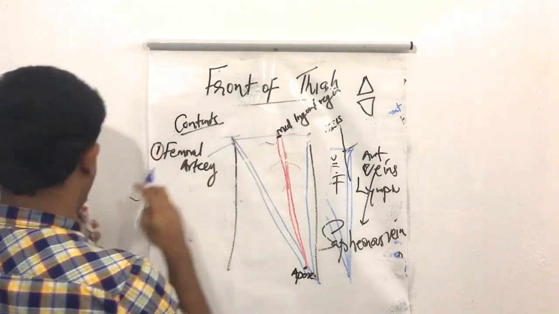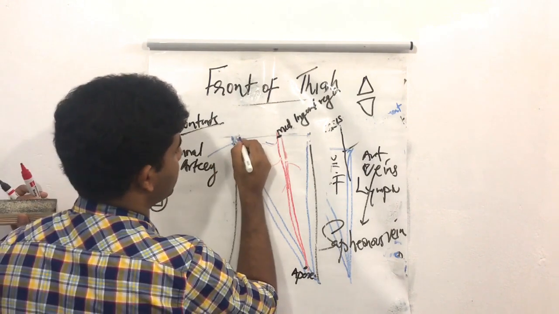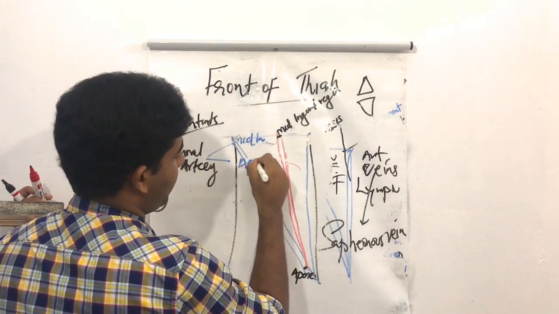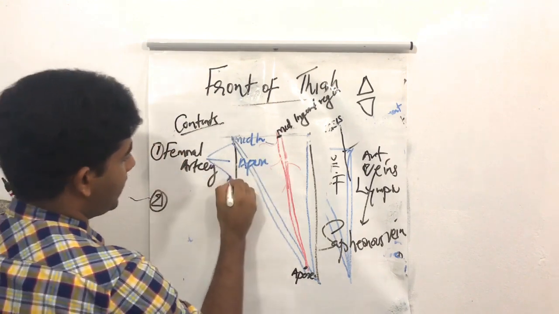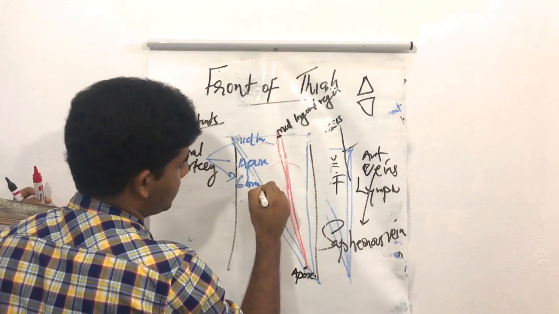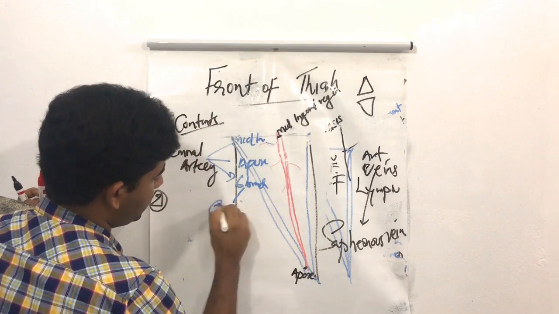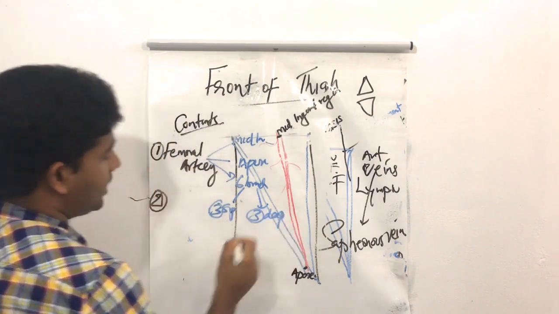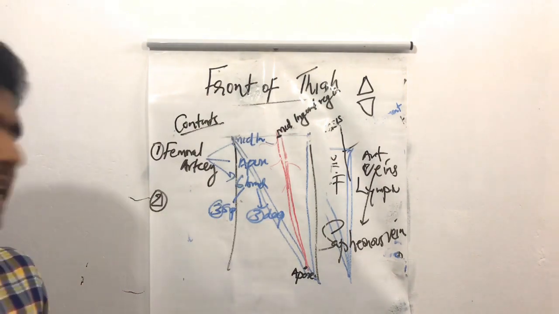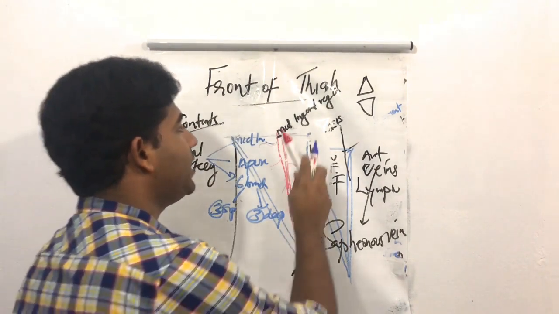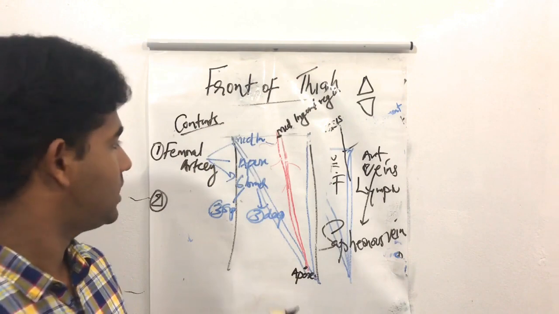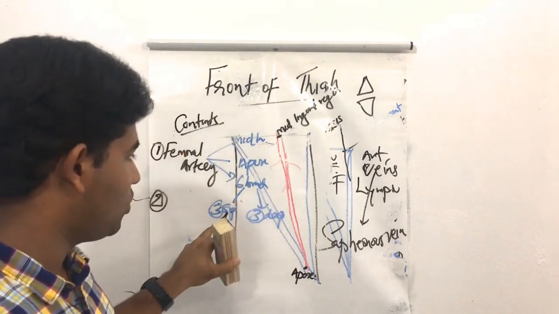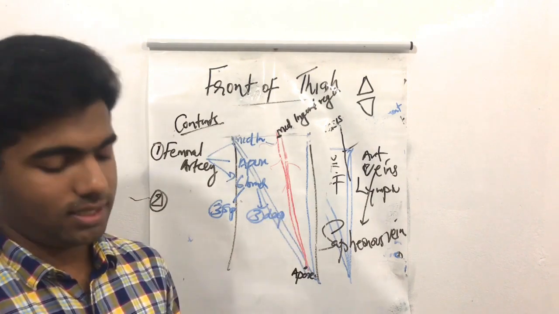It arises from the mid-inguinal region into the apex, and has 6 branches: 3 superficial, 3 deep. So these are the things that you have to remember about the femoral artery. It starts from the mid-inguinal region into the apex. It has 6 branches, which include 3 superficial and 3 deep branches.